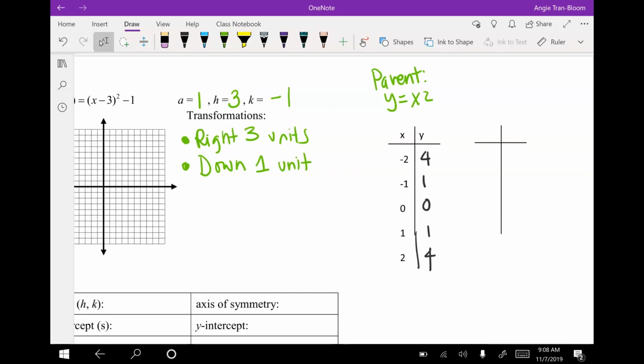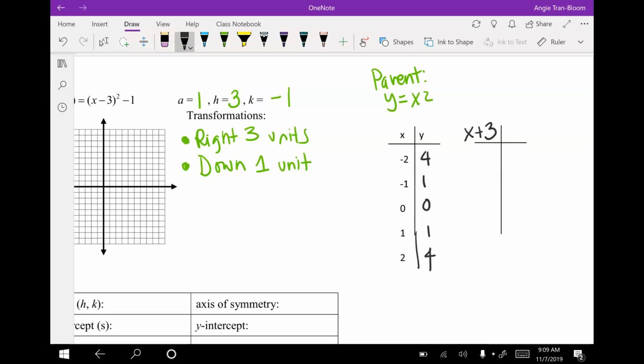Now, I gave you another T on the right side of the parent because you're about to transform it. Do we do anything with an A value of 1? No. Do we do anything with an H value of 3? What do we do with that? What are we changing, all X values or all Y values? X. We add or subtract? We add, H is positive. Remember, going right means the X value will have to get bigger, and for it to get bigger, you have to add.